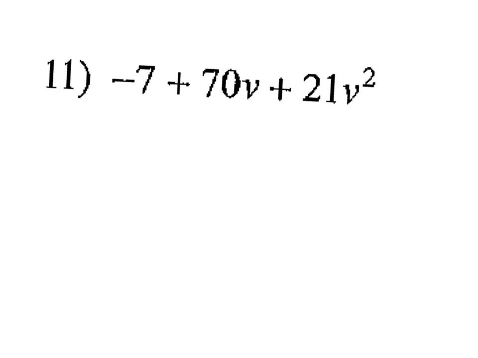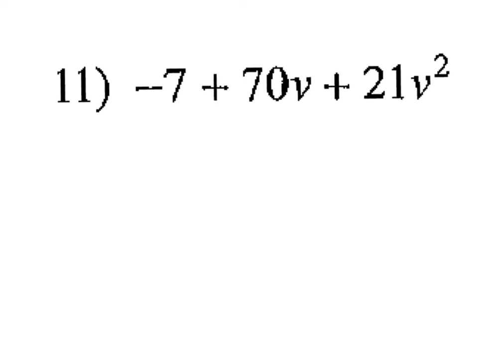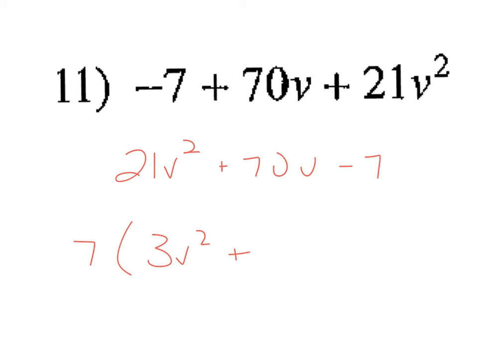Okay, number 11. Okay, so on this one, there's a couple of things we could talk about. First off, 7 pops in my mind. That's what we need to pull out. But this is v squared. It is a trinomial. So I'm going to go ahead, I guess, and rewrite it as 21v squared plus 70v minus 7, just to get it into standard form. I'm going to go ahead and pull a 7 out and get 3v squared plus 10v minus 1.